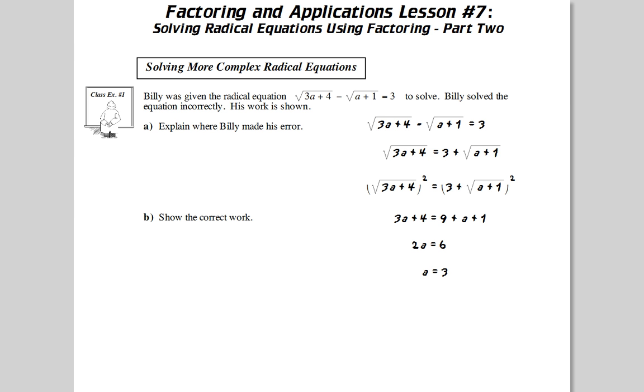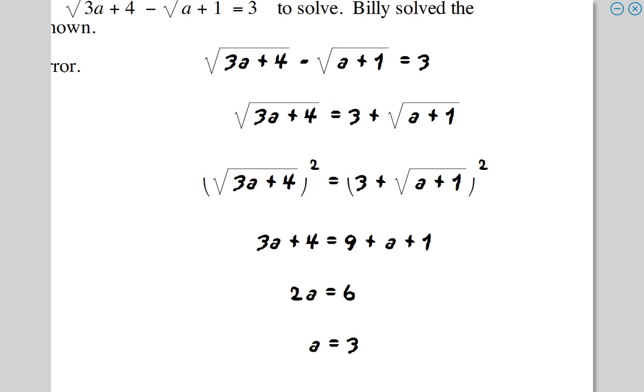Okay, so Billy here. He's given a radical. Billy solved the equation incorrectly. His work is shown. Explain where Billy made his error. Okay, so what did Billy do on the very first step? He moved this negative term to the other side. Do you agree? And he switched the negative to a positive. So was that step okay? Yeah, I think so. Now he wants to square both sides. Do you agree?